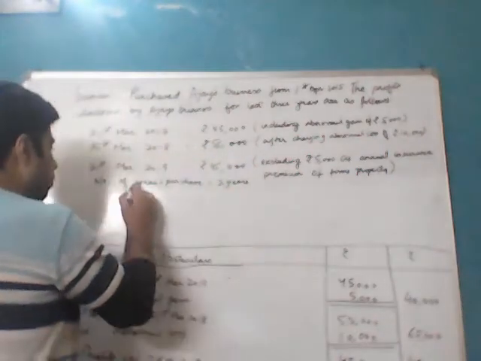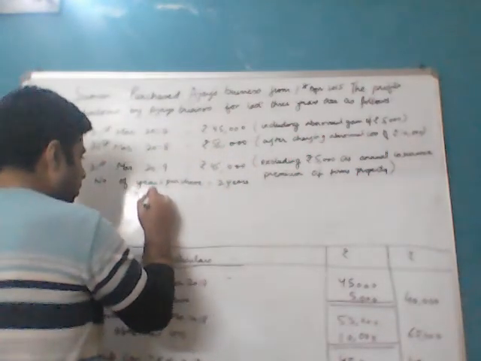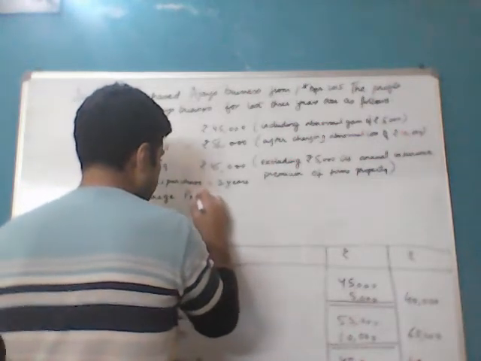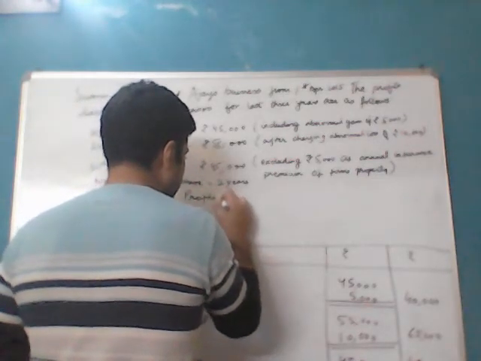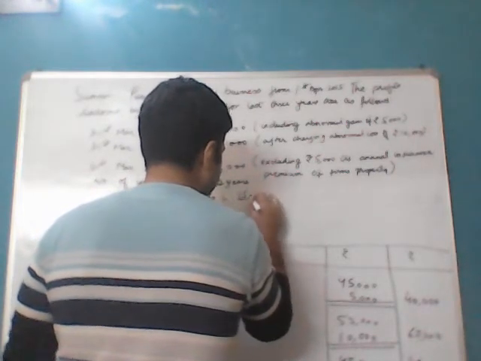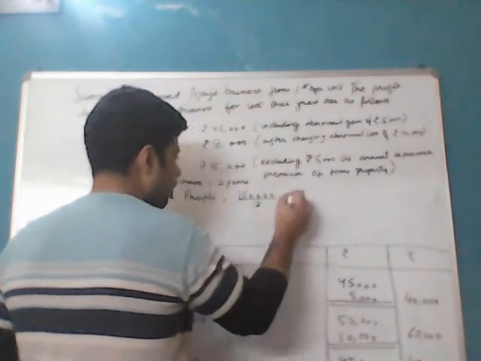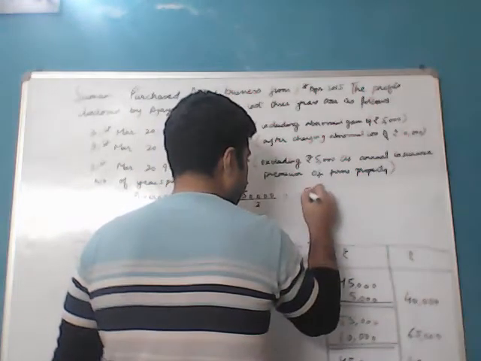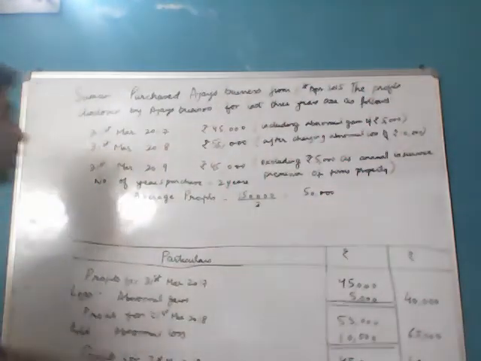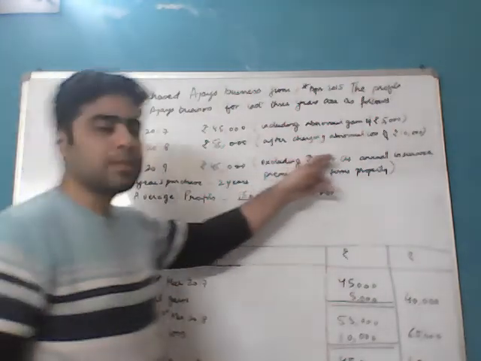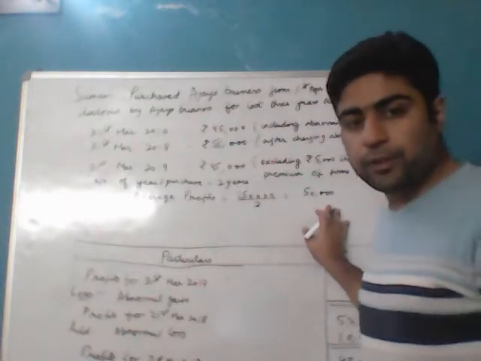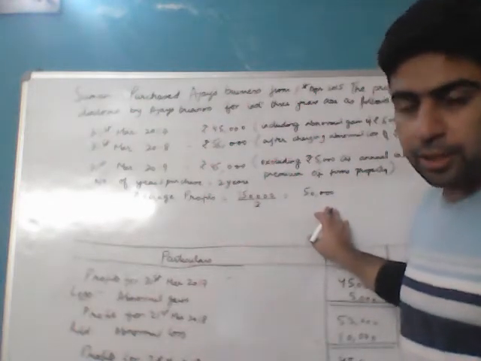Average profits will be equal to 1 lakh 50,000 divided by 3, which will give us a value of 50,000. Right. Now comes the question of this insurance premium. So these are the average profits of the firm over the last 3 years.